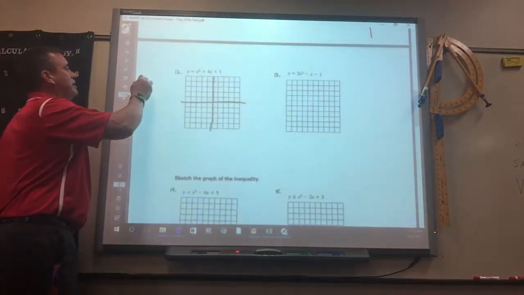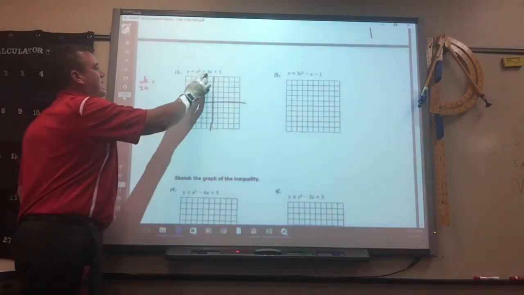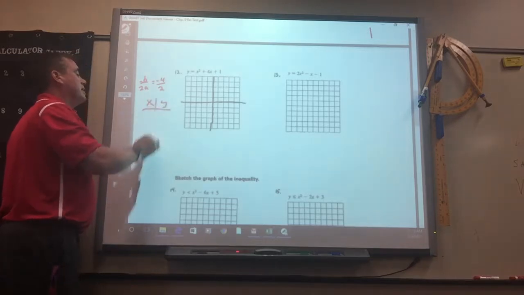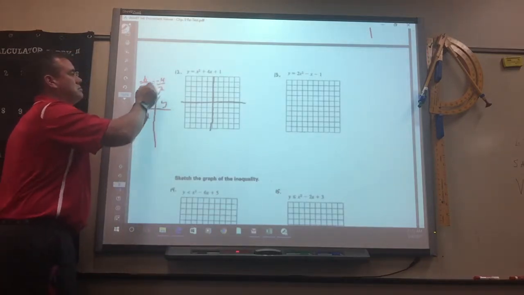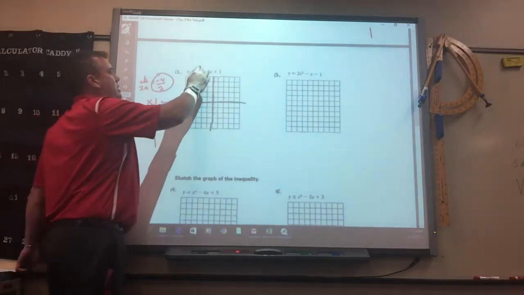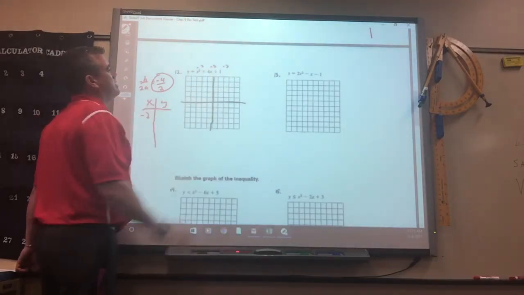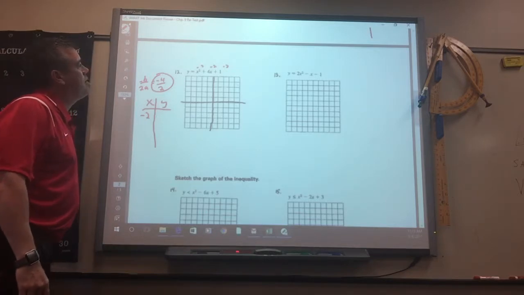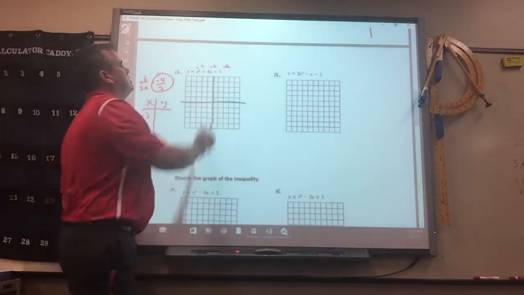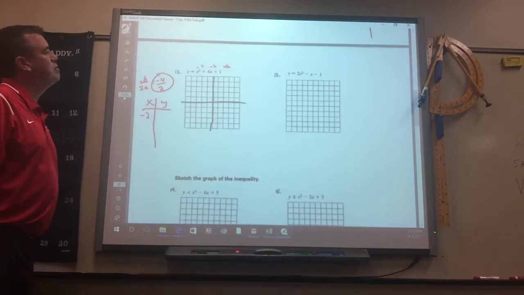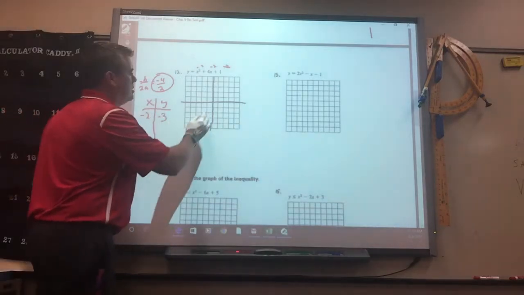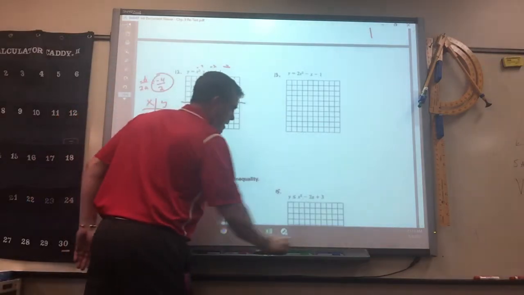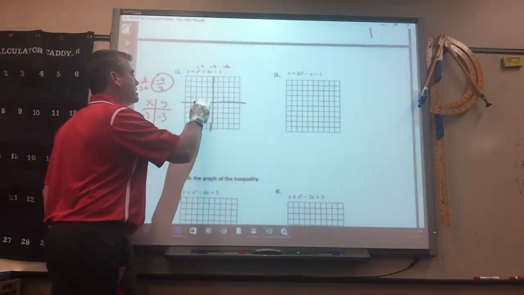Negative b over 2a is -4 over 2 times 1, which is -2. So we plug that in. That'd be 4, that's 8... -3. So left 2, down 3. And that's the middle, that's the axis of symmetry.